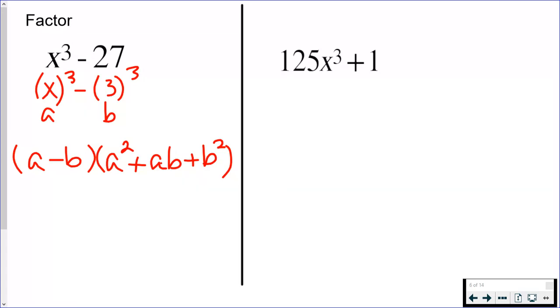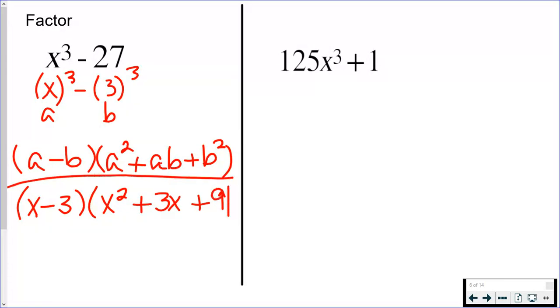Now I just need to fill in the a and the b, and you're pretty much done once you simplify. So a minus b would be x minus 3. Remember from the very beginning, a is x, b is 3. Now I have a squared, which would be x squared. a times b would be x times 3. And b squared would be 3 squared, which is 9. And just like that, I'm done with the first one.